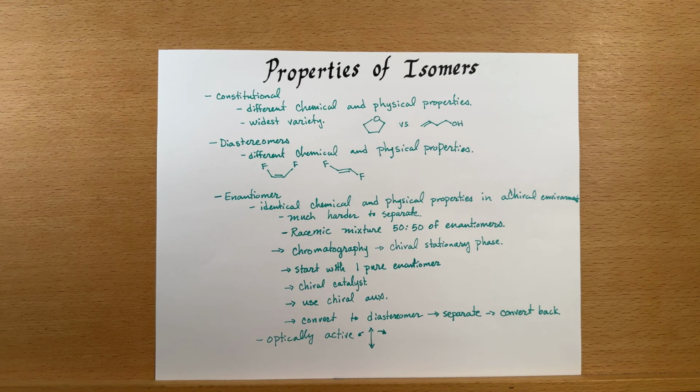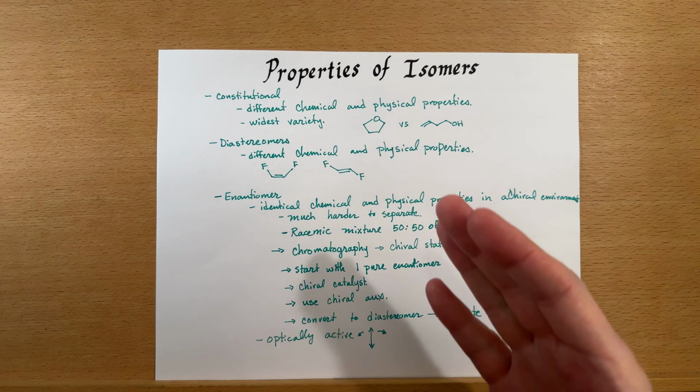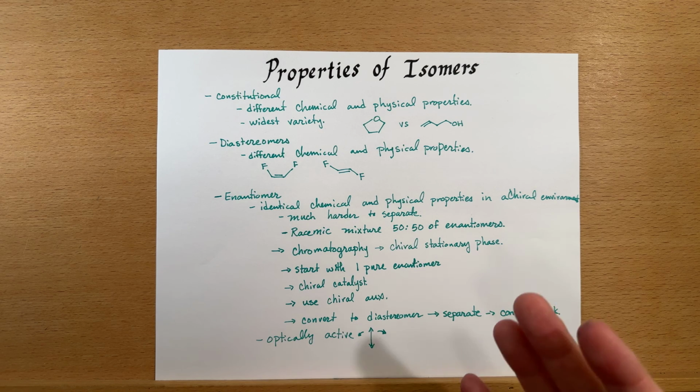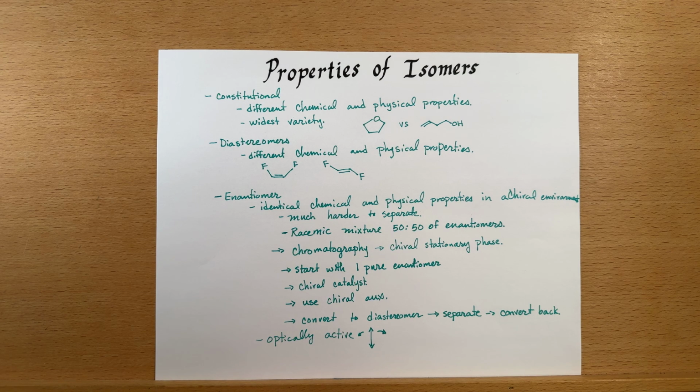So this is about the properties of isomers, and you'll see that we have a different way of isolating each one of these different isomers, starting with constitutional, which are much easier to separate often. Diastereomers still possible, and enantiomers much more difficult, but we have developed ways of doing it based on taking advantage of some of their properties.